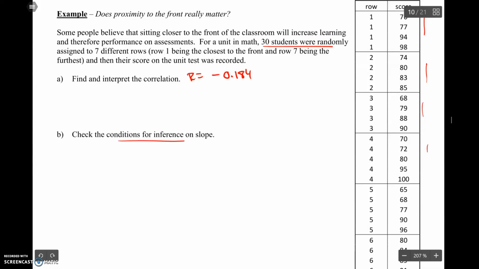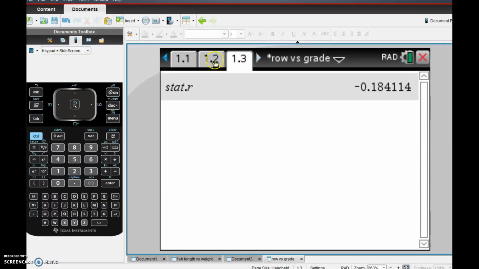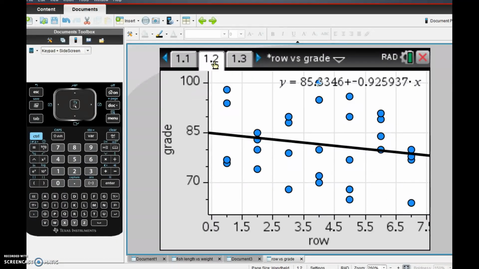Interpret. A lot of kids get this wrong because they think they need to interpret the actual number. To interpret the correlation coefficient, we just do the DUFS, right? We describe the relationship's direction, form, strength, and if there are any unusual features. So I'm going to say there is a very weak negative linear relation.